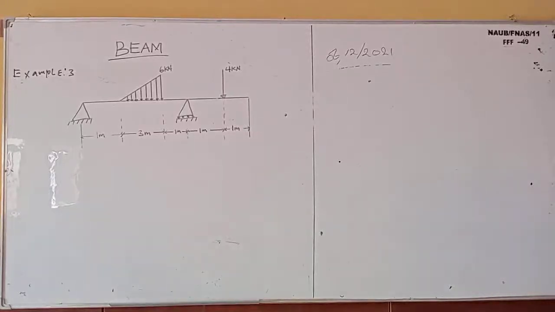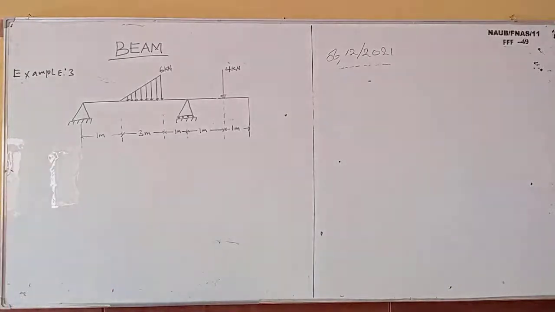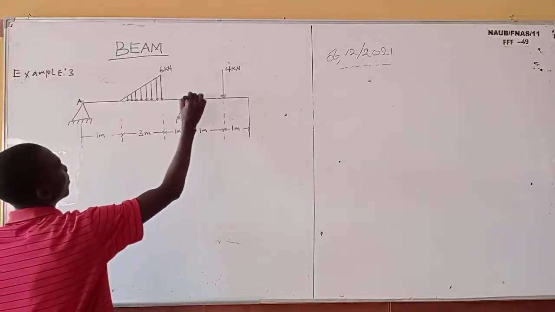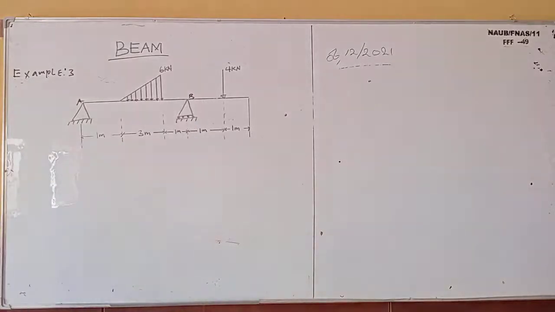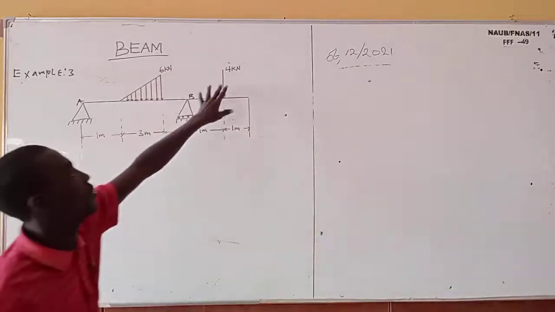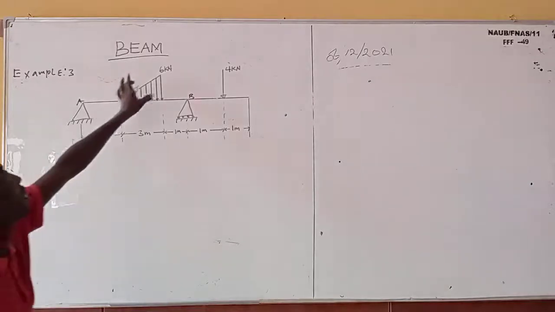Okay, guys, we are now on example number 3. You can see this is a beam. Let me say this one is A and this one is B. So this is the beam, and the beam has a variable distributed load, VDL, and a point load. The first thing you do is you convert this to a point load.